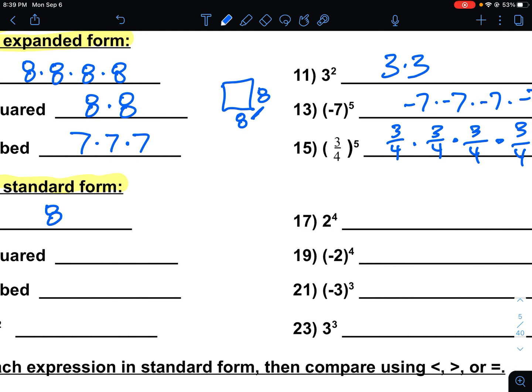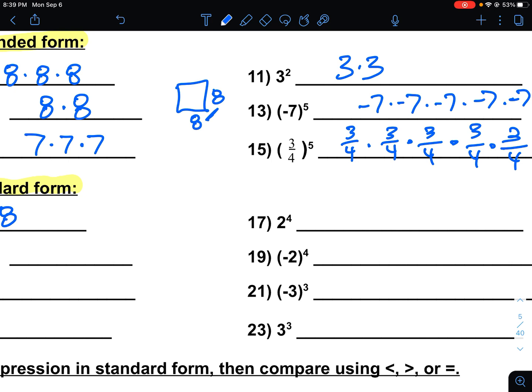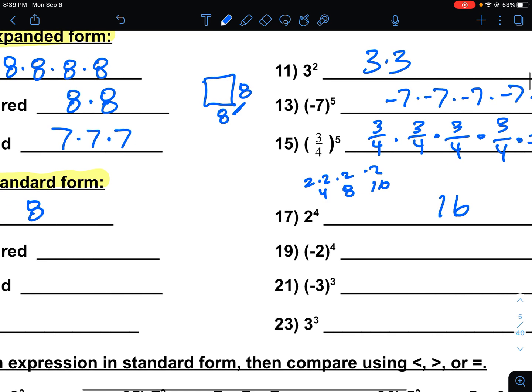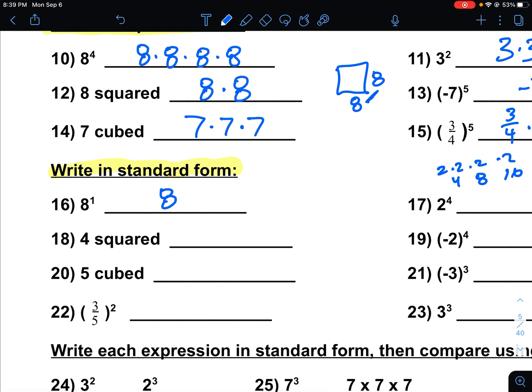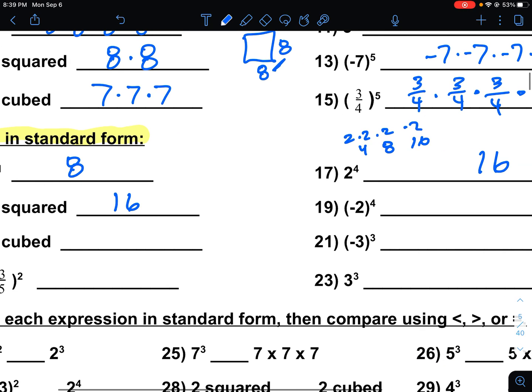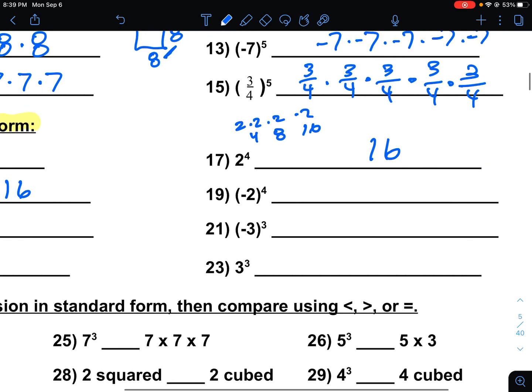Number 17, 2 to the 4th power. Well, 2 times 2 is 4, 4 times 2 again is 8, times 2 again is 16. All right, it is 16. 4 squared. That's just 4 times 4. It's not 4 times 2, but 4 to the second power, which is 4 times 4, which is 16. Negative 2 to the 4th power.